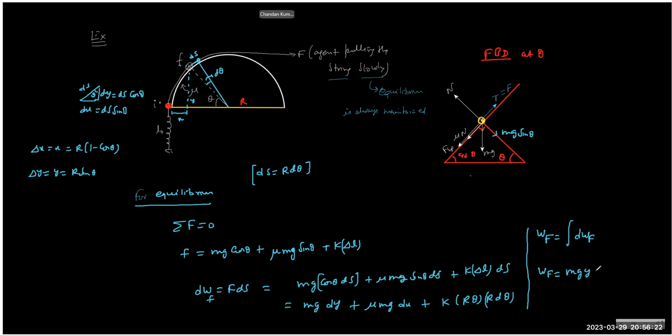mg integral of dy from 0 to y, plus mu mg x, plus k r square theta square by 2 from 0 to theta. I did all the integration without writing it out, I hope you can understand. And then this very challenging problem is now solved.